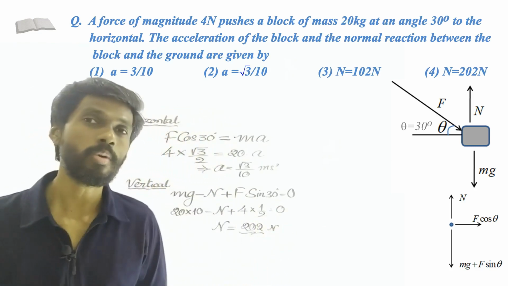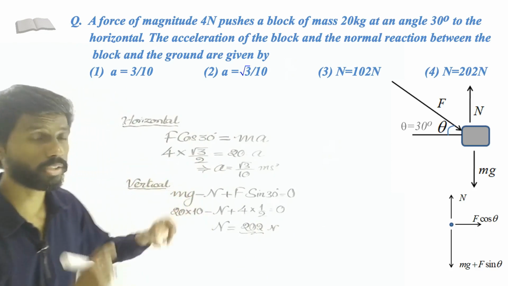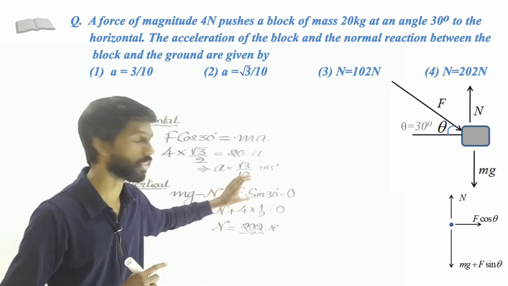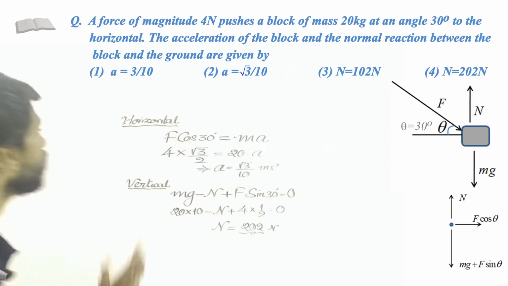You understand? So the total force in the vertical direction, not only the normal reaction and the gravitational force, we also have the component of the force in the vertical direction, right? Total force in the vertical direction is 0. That gives you our required normal reaction. Okay, so that is the answer.